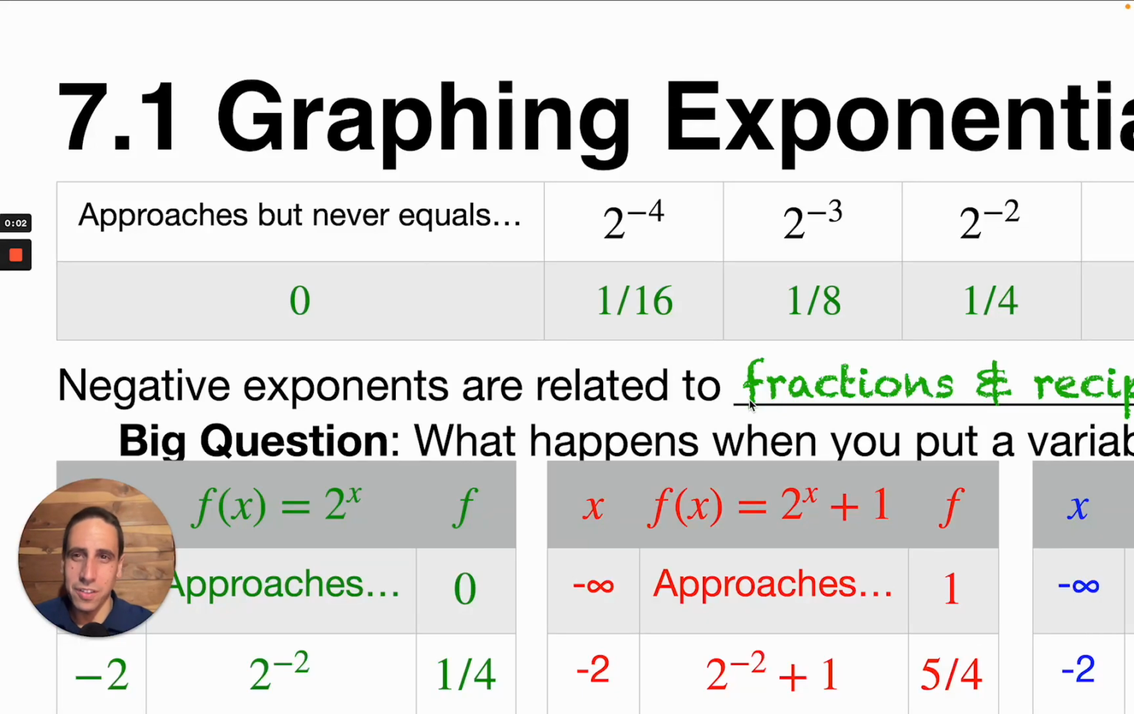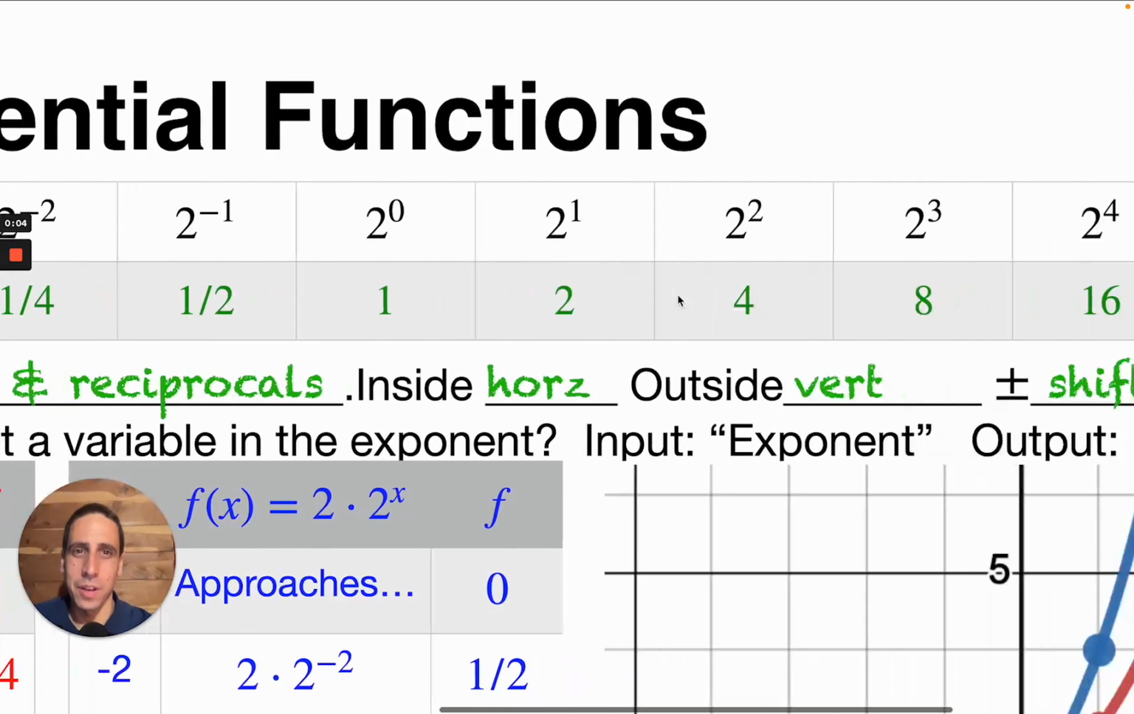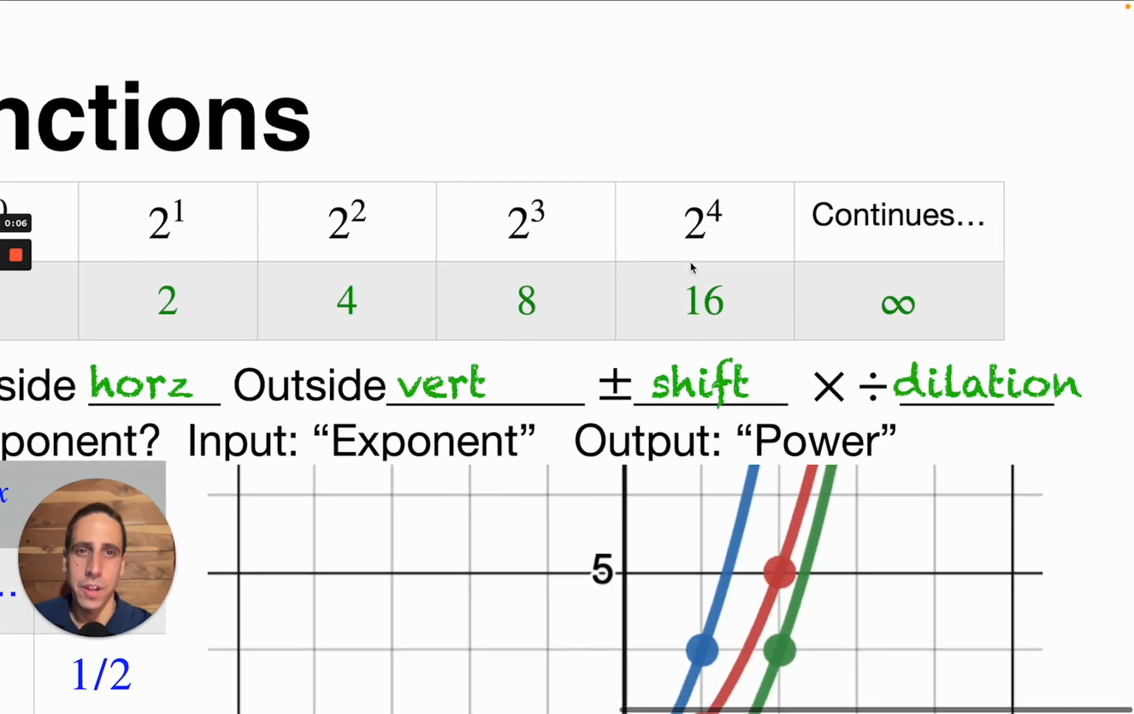Section 7.1, graphing exponential functions. Let's do a little bit of review, right? So 2 times itself 4 times is 16. 2 times itself 3 times is 8. 2 times itself 2 times is 4. And 2 times itself only 1 time is 2.